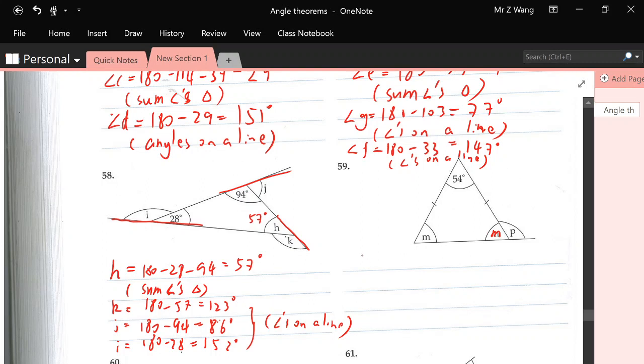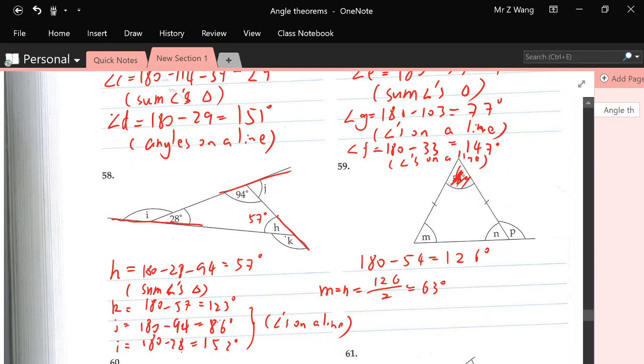Okay, and then using a little bit of algebra, 180 minus 54 is 126. So three angles add up to 180. If I take off this 54, leaving you two angles is 126. And they are equal, so each angle must be 63 degrees. Okay? So that leaves you M equals N equals 63 degrees. Right? I hope it makes some sense.